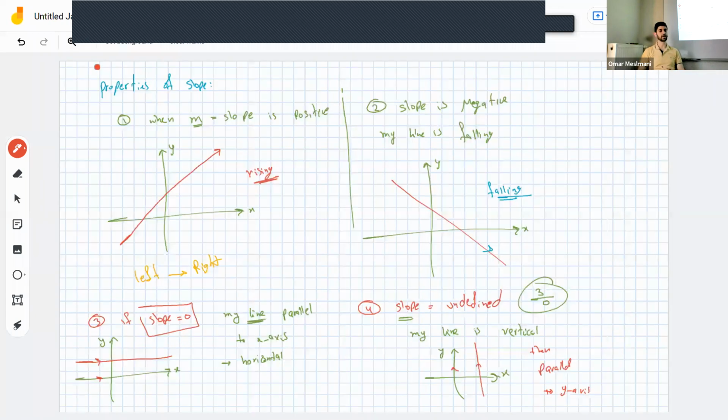Okay, all right, guys. So 4 ideas. Positive, it goes up. Negative goes down. 0 is horizontal, parallel to the x-axis. And the last one is undefined, which is parallel to the y-axis. These are the 4 properties of the slope.